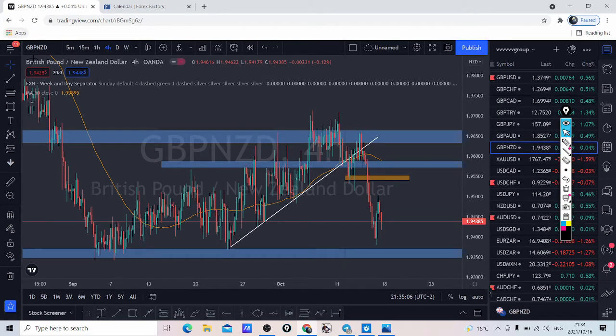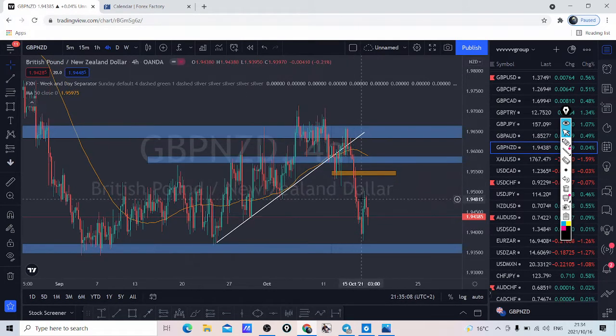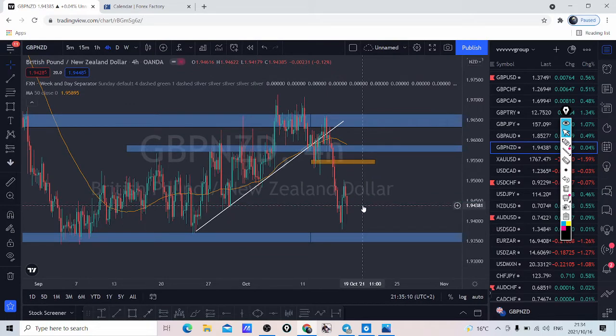GBP NZD. Okay, on this one I was looking for a sell, but the market didn't come into my sell zone. So nothing interesting there either.